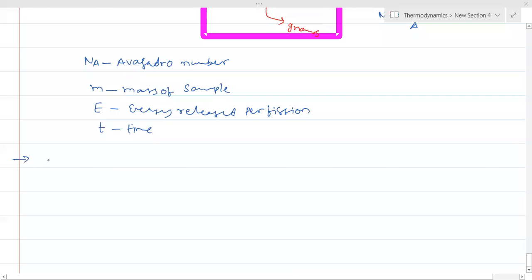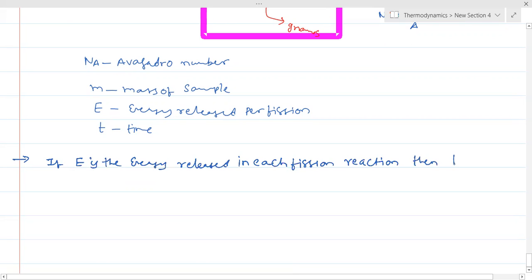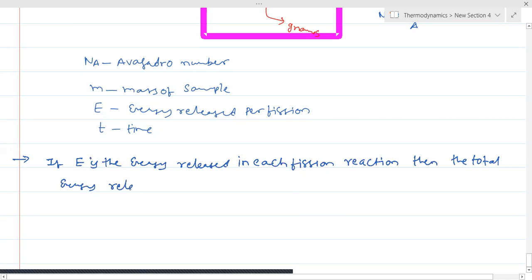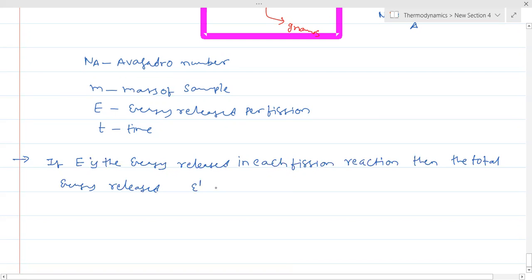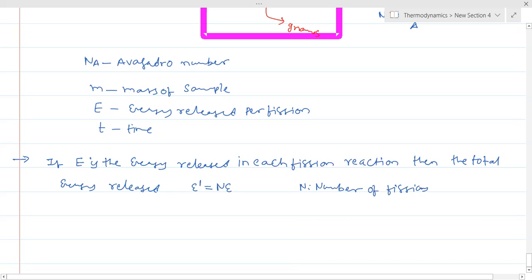Suppose E is the energy released in each fission reaction. Then the total energy released, E dash, equals N E, where N is the number of fissions. Okay, so this is about nuclear fission.